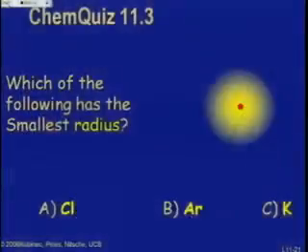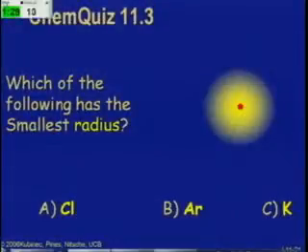Let's do this quickly. I give you 1.5 minutes and we answer it. Which one has the smallest radius? Now we don't have any ions. Chlorine, argon, or potassium? Which has the smallest radius?